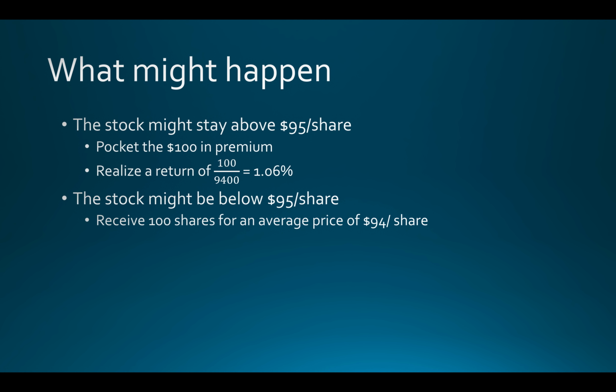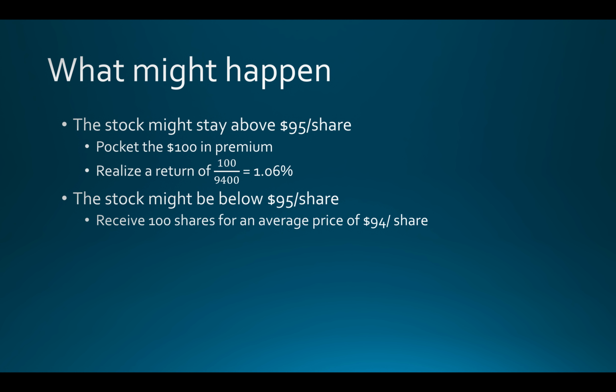The stock might stay above $95 per share. If this is the case, then you will not be assigned 100 shares of XYZ, and you will not have any XYZ in your portfolio. However, you will pocket the initial $100 in premium, and this will give you a nice, sizable, decent return of 1.06% in 1 month in this example, which, if you take it 12 months in a year and you do this every month, netting 12% fairly easily is something that would be very beneficial for many investors.